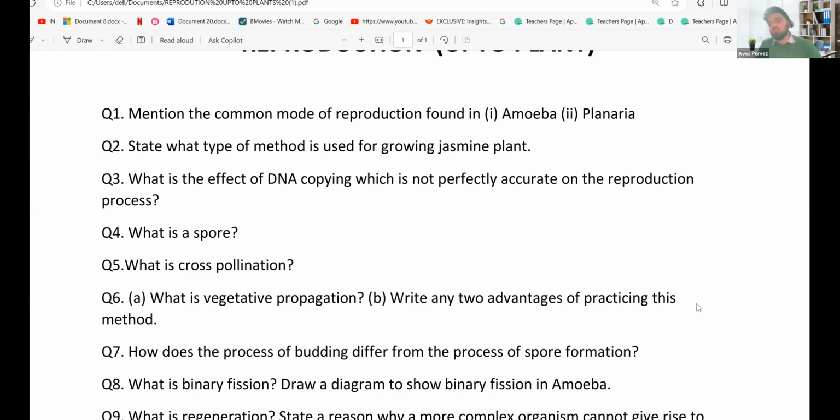So the question is, yes, Jobita, what is the answer? What is the effect of DNA copying that is not perfectly accurate on the reproduction process? I forgot. You forgot. Okay. Yes, Amar, can you answer this question? What is the effect of DNA copying which is not perfectly accurate on the reproduction process?